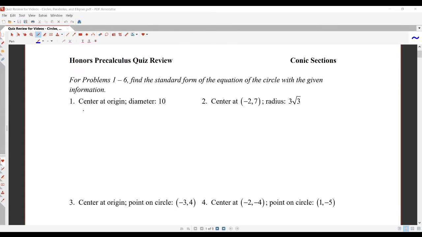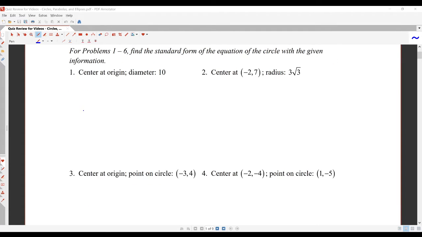Okay, let's take a look at questions number 1 through 6. So find the standard form of the equation of the circle with the given information. Now, as soon as we know the center is at the origin, we know our equation is going to be x squared plus y squared equals whatever the radius squared is. So if the diameter is 10, then we know that the radius is 5. So on the right side of the equation would go 5 squared or 25.